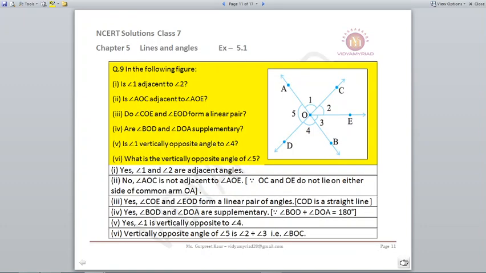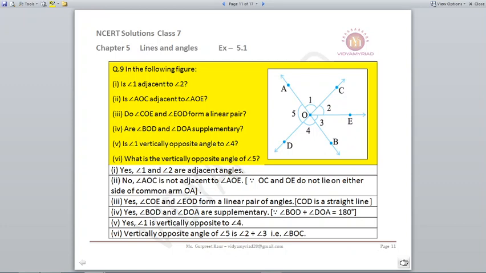Question number 9. Now all these parts we are going to answer from the figure given. Now we have the different angles over here, 1, 2, 3, 4, 5, and let us see the parts. They are saying angle 1 adjacent to angle 2. Now if you see angle 1 and 2, they both are next to each other. They are separate angles and they are next to each other. So we can say that yes, angle 1 and 2 are adjacent angles.